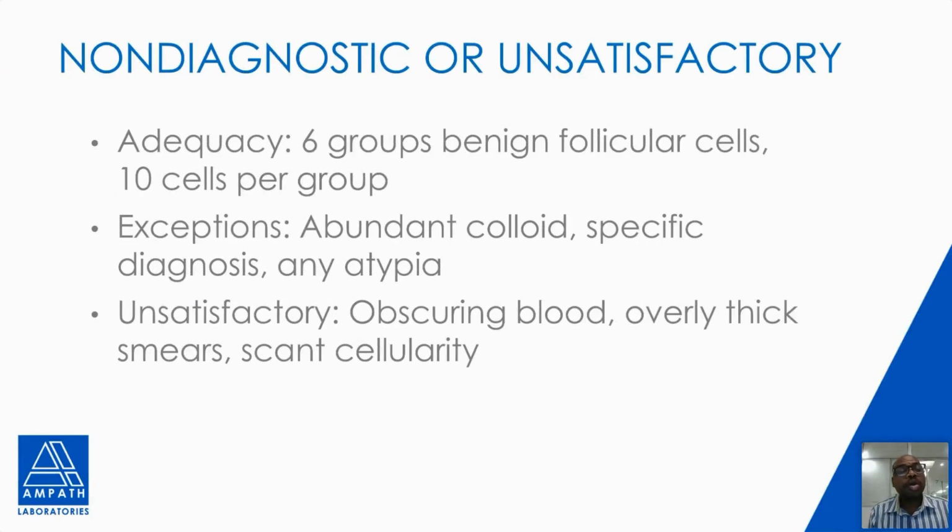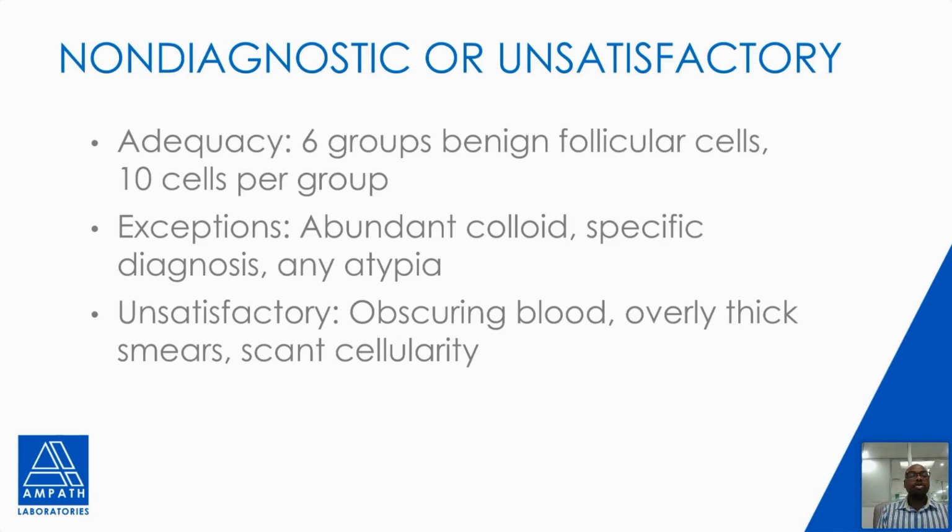So this is category 1, which is non-diagnostic or unsatisfactory. I'll first start by defining what I mean by adequacy. You need 6 groups of benign follicular cells, and in each of those groups, you must have about 10 cells per group. And then there are some exceptions.